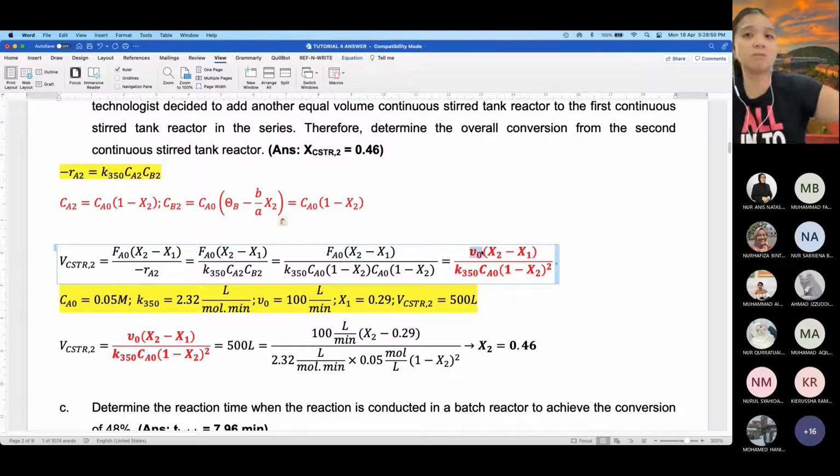So now I have removed FA0 because I divided one FA0 at the top with one CA0 at the bottom, I will get epsilon naught. So now I have epsilon naught. In bracket, X2 minus X1 is still there. At the bottom, don't forget the K is there and one more CA0 is still there. We only managed to cancel one CA0, one more CA0 is still there, and in bracket it now becomes 1 minus X2 power of 2, because 1 minus X comes from the CA, another 1 minus X comes from the CB. So when it is multiplied, it becomes power of 2.